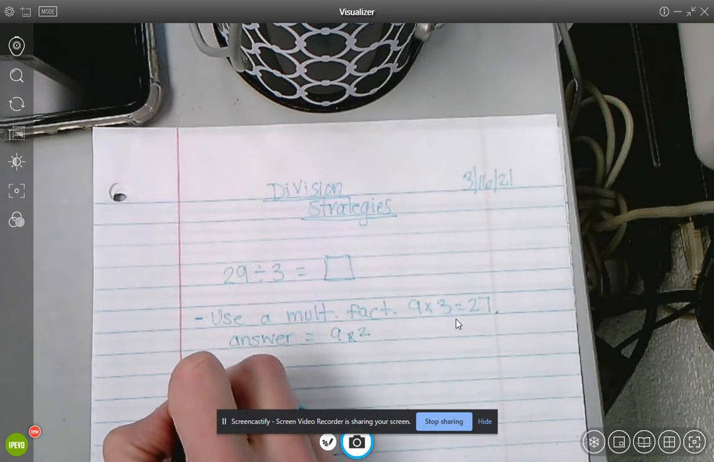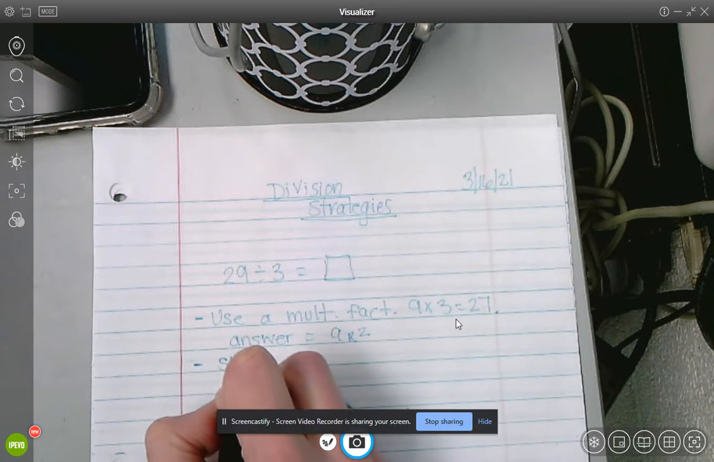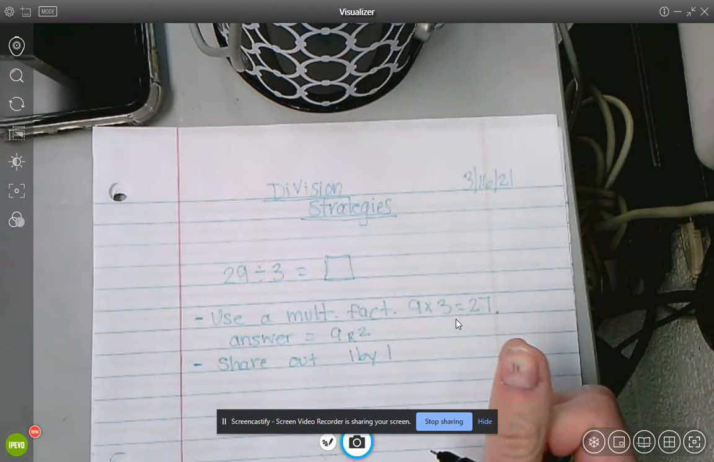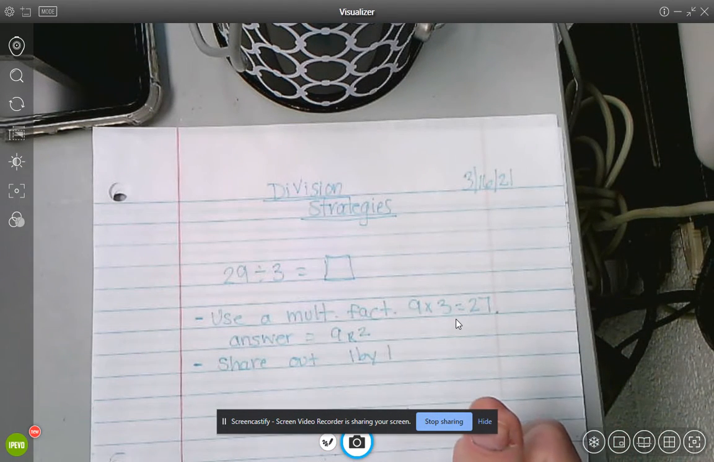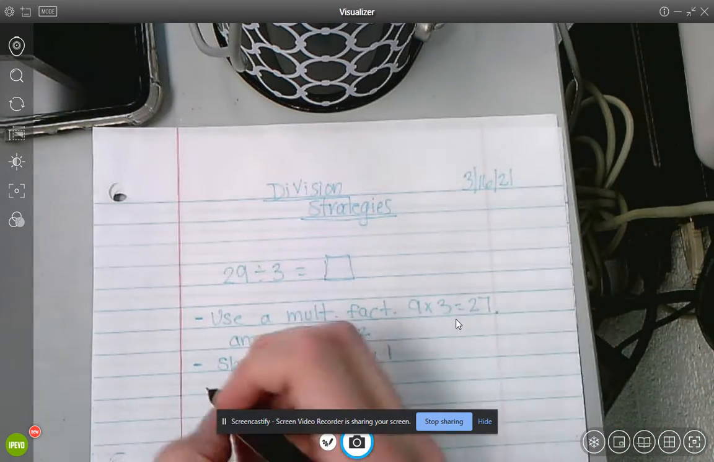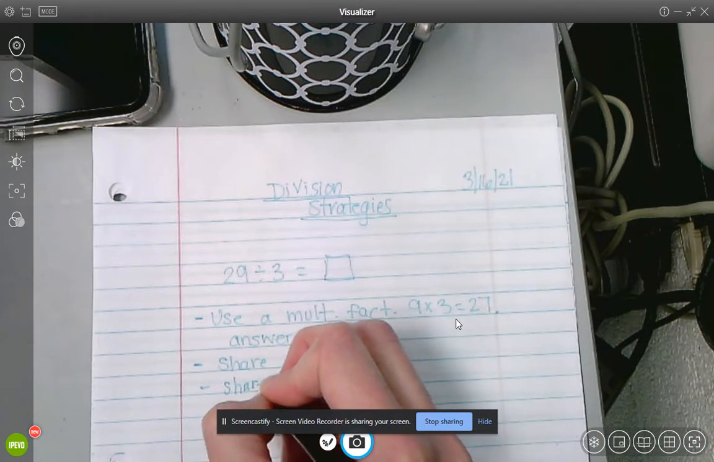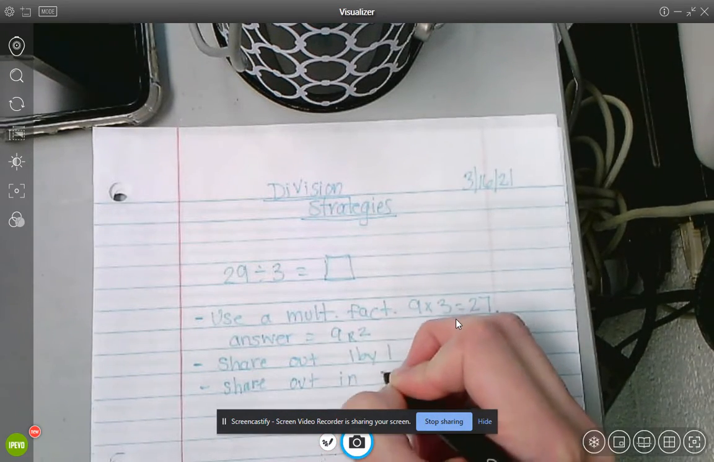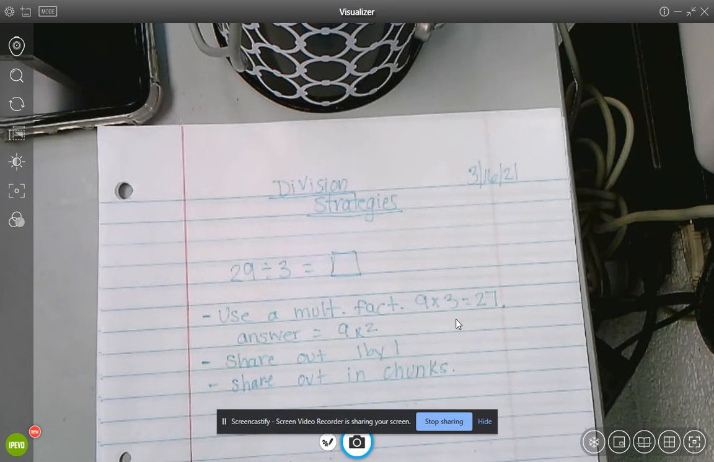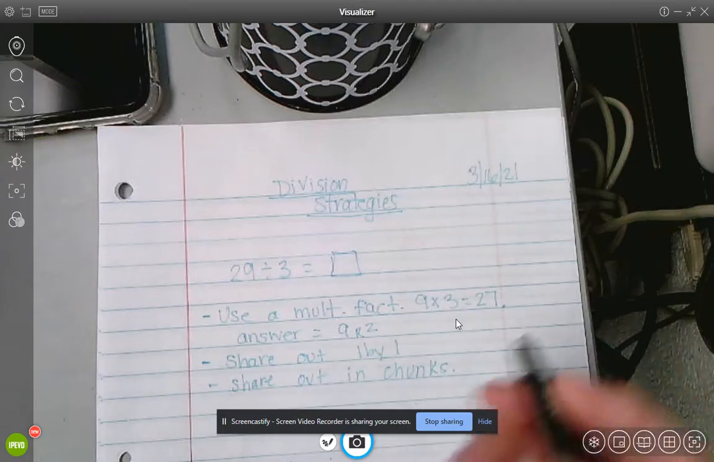Okay? There's another way you could do this. You could share out 1 by 1. So you could take 3 and you could put 1 in each category until you got rid of all 29. That's 1 by 1. You could do a share out in chunks. Meaning I know that I'm going to make 3 groups, and I know that I could put 9 in each because 3 times 9 is 27. So I'll take 9 and I'll put 9 in each little group.